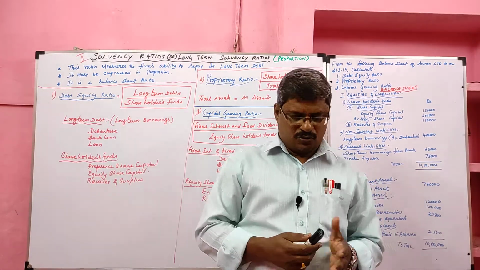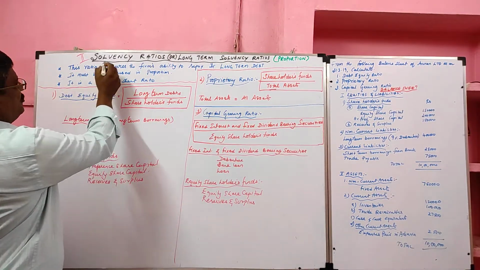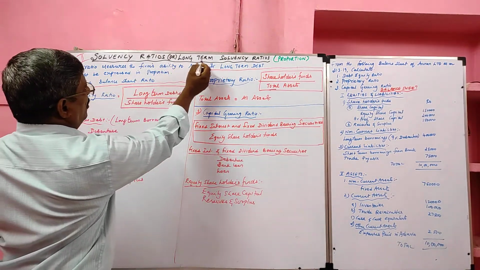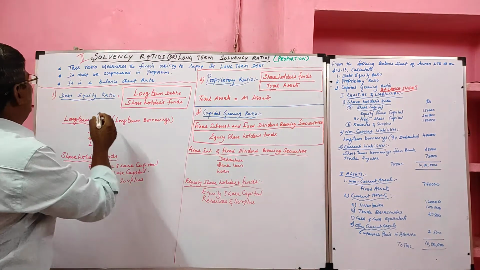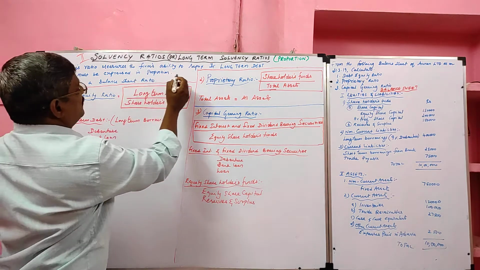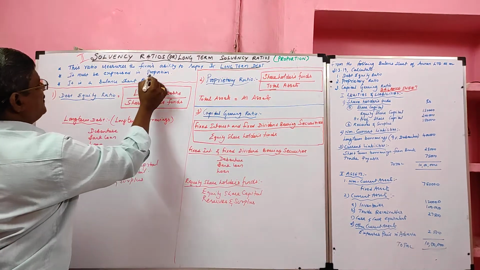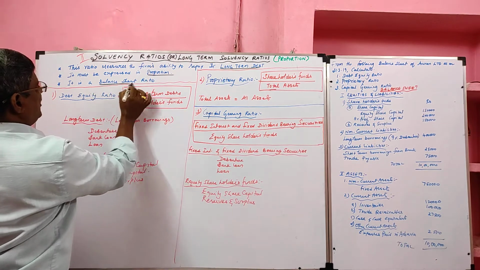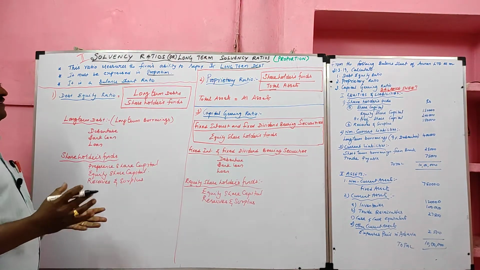Now look at the board. We are learning second type of ratio, solvency ratio. It is also called a long-term solvency ratio. It must be expressed in form of proportion. This ratio measures the firm's ability to repay the long-term debt. It is a balance sheet ratio because we are using the components of balance sheet.